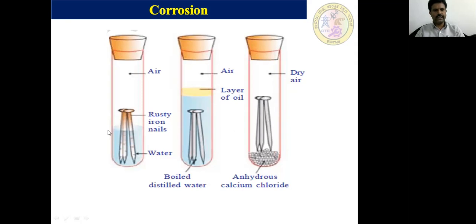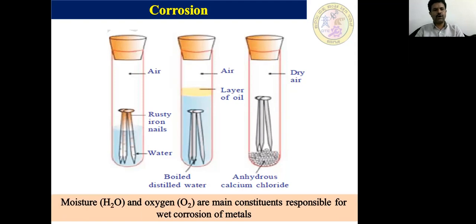If we look at the status of these nails after some time, the nail which is present in water and also in contact with air undergoes corrosion. It gets corroded, but not in the other 2 cases. That clearly indicates that moisture and oxygen or air are the main constituents responsible for wet corrosion of metals.